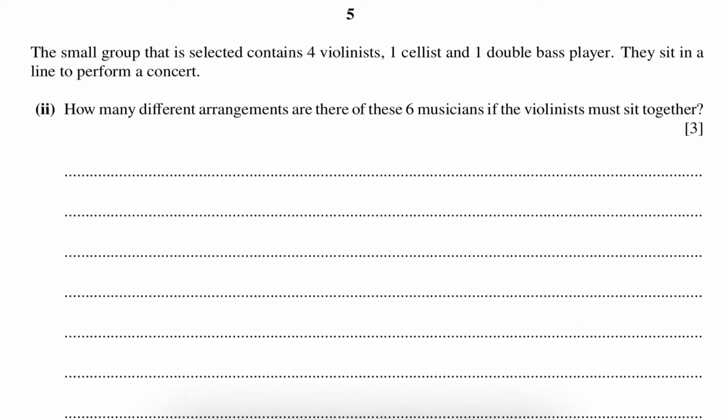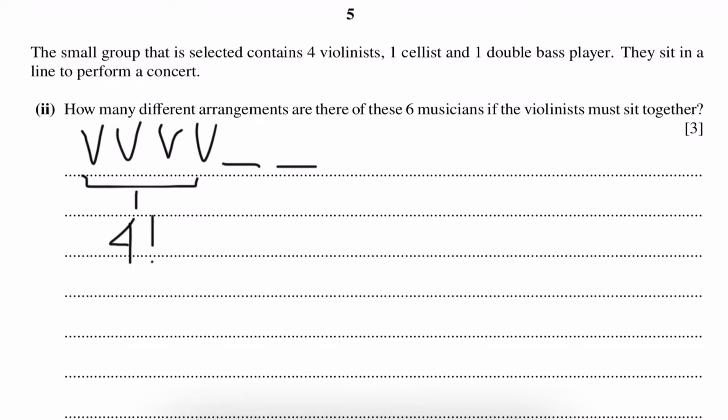The small group that is selected contains 4, 1, and 1. They sit in a line to perform a concert. How many different arrangements are there of these 6 musicians if these violinists must sit together? So there are 4 violinists, and then there are 2 spots available for the cellist and the double bass player. So you can just regard this as 1 unit, but you have 4 violinists, so 4 factorial multiplied by 3 factorial because you have 3 spots, 1, 2, and 3. And this will give you 144.